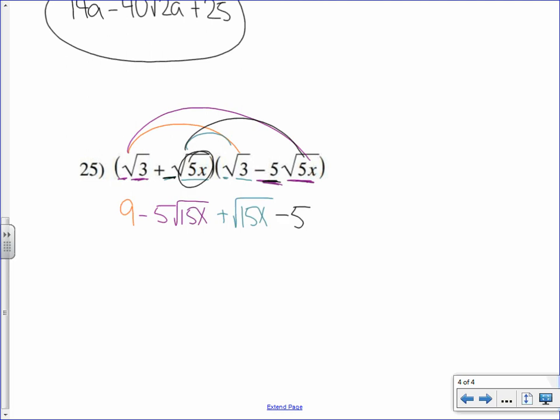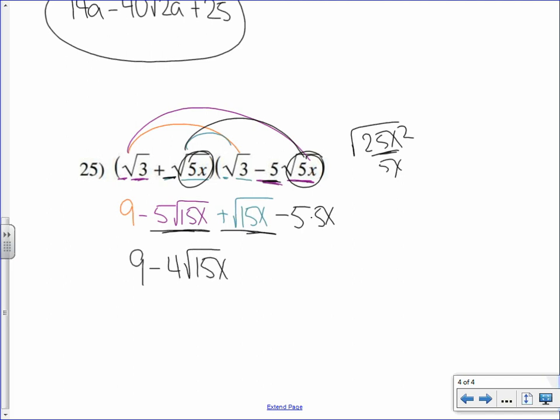And then the square root of 5x times the square root of 5x. That's going to give you the square root of 25x squared. Or you can notice that the square root times the square root of the same thing, that's just going to give you 5x. So when you break this down, you get 5x. So this is 9. We can combine these. Negative 5 plus 1, that's minus 4. And then this is going to be minus 25x. And that is it. Finished.